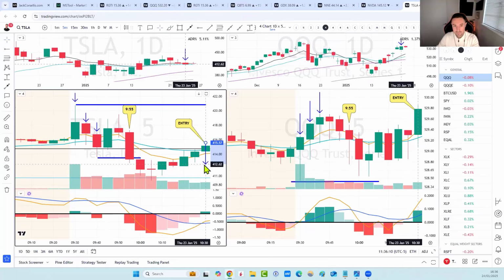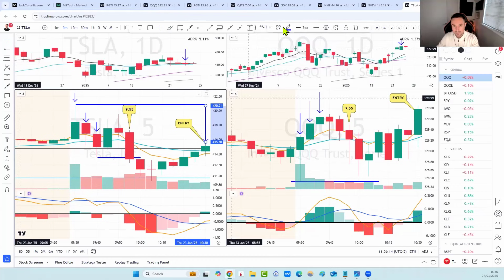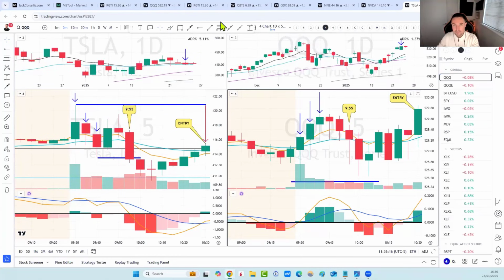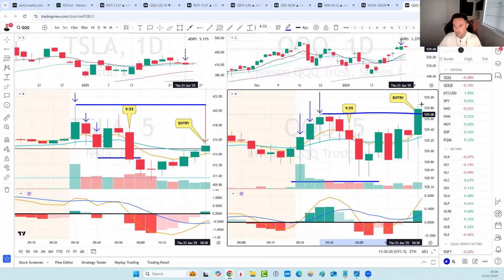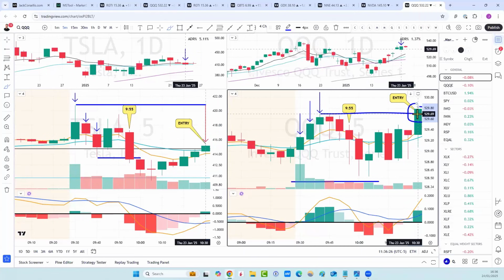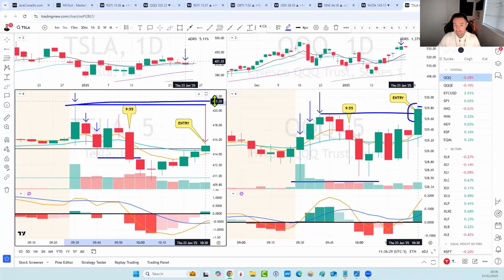I'm actually going to do it the other way. Okay, like this. Look at where the high of the day is. Look at where Tesla is. Look at where the high of the day is for the triple Qs. Triple Q, 10:30, 10:35, making a new high. See that? Yes. Tesla, way off a new high.